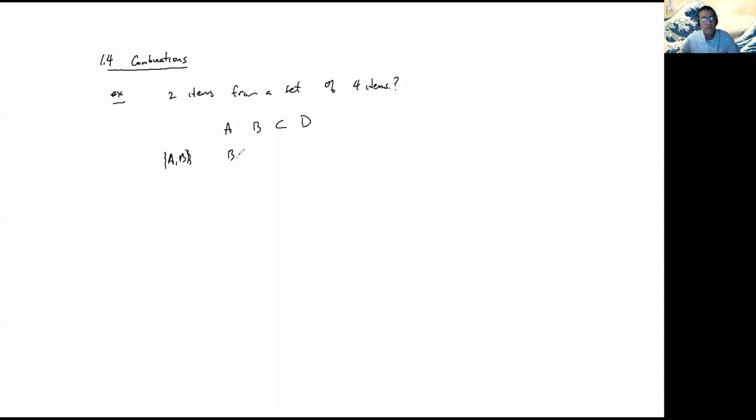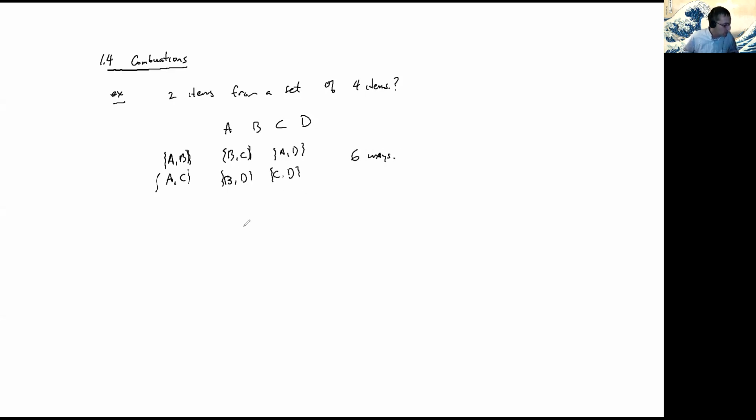And then B, C, we have, and then we have AD, etc. So how many ways to do that are there, right? I can actually work it out. AB, AC, AD, BC, BD, and then we have CD. And that's all the possibilities of choosing 2 things from 4 things. So there are 6 possibilities, 6 possible ways.